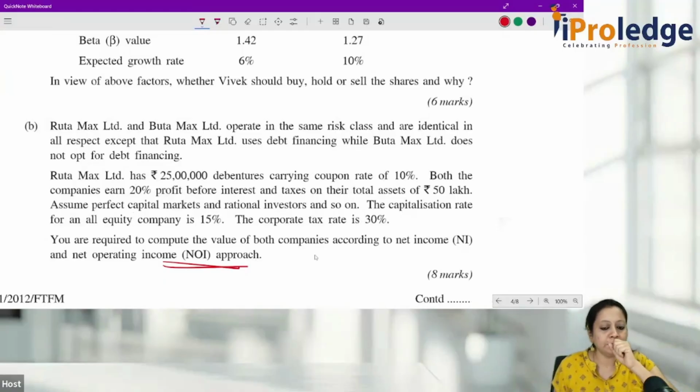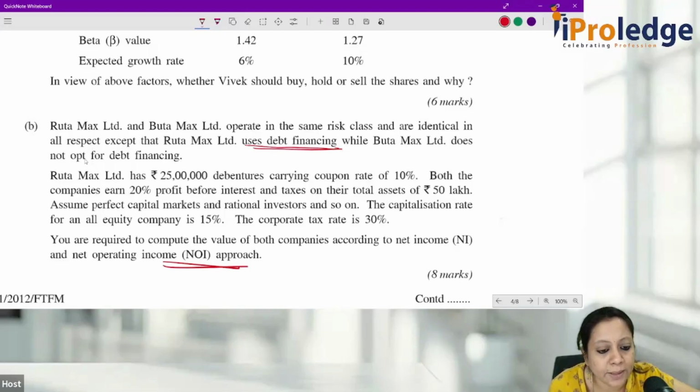So let's do this. Rutamax Limited and Butamax Limited operate in the same risk class and identical in all respects, except that Rutamax Limited uses debt financing while Butamax does not opt for debt financing. That means one is using levered, another one unlevered. Now you can immediately connect to the Hamada equation.